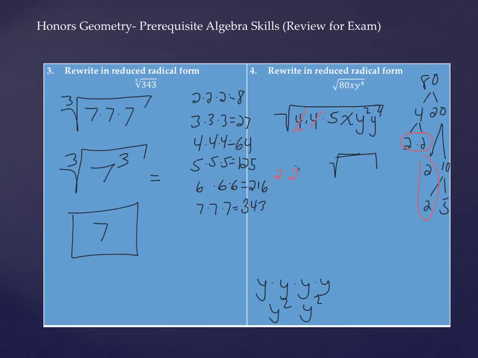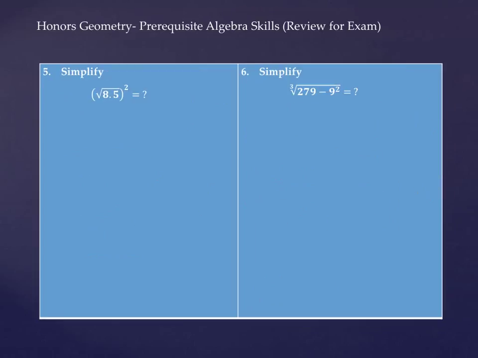And the square root of 5, well, that's not a perfect square, so I have to keep that onto the radical. Likewise with this x. And the square root of y squared is just y, so I'm going to take that out. And the square root of the second y squared is y, so I'm going to take that out. And when we zip it all back together, we have 4y squared times the square root of 5x, and that is in perfect reduced radical format.